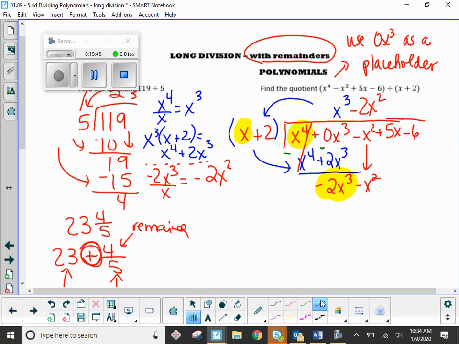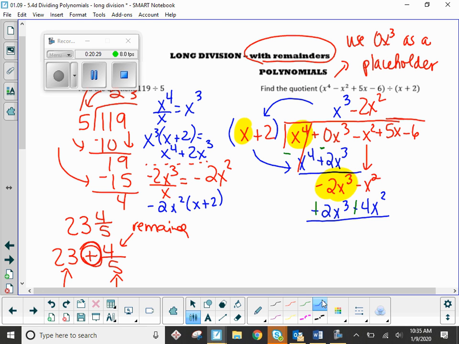And then, let me switch to a different color. So then you take that negative 2x squared times your divisor. So that'll be negative 2x cubed minus 4x squared when you distribute that right there. And you're subtracting those things, both of them, the second one as well. So you change their signs. Negative 2x cubed becomes positive, negative 4x squared becomes positive.